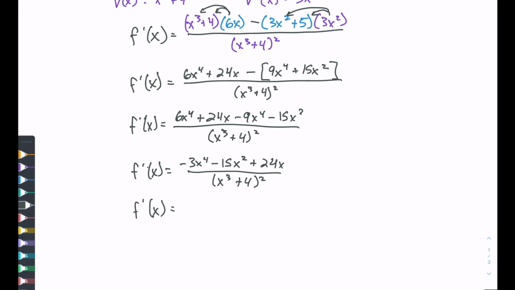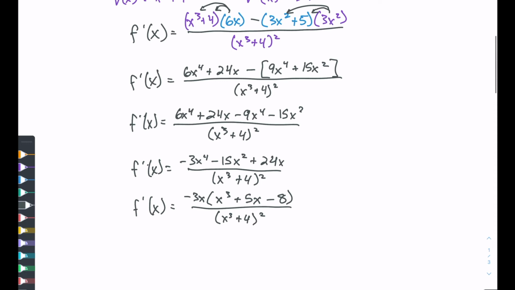I'll pull out a minus 3x. So minus 3x, so that's going to leave me with x cubed plus 5x minus 8, and all of that over x cubed plus 4 squared. And I don't think that if we were to try to factor this, we would have anything that could simplify with this. So I'm just going to leave it at that, and that is our final answer for this derivative.